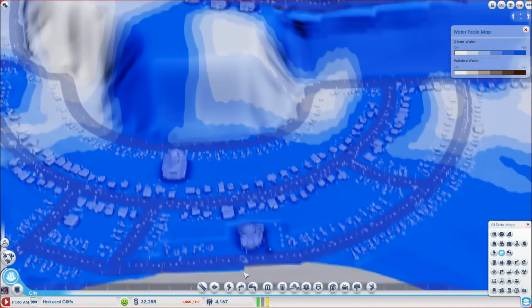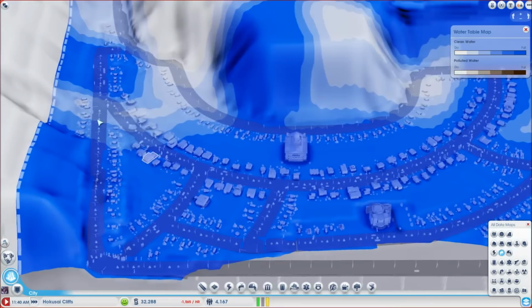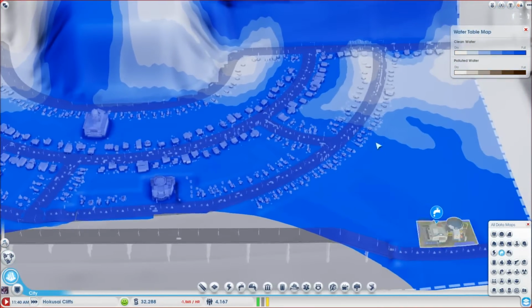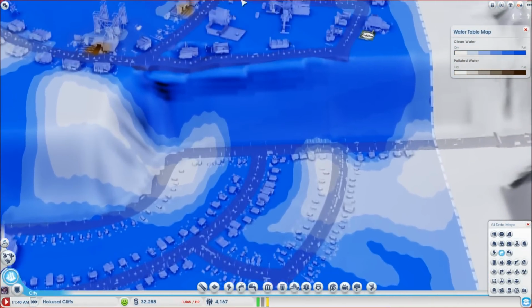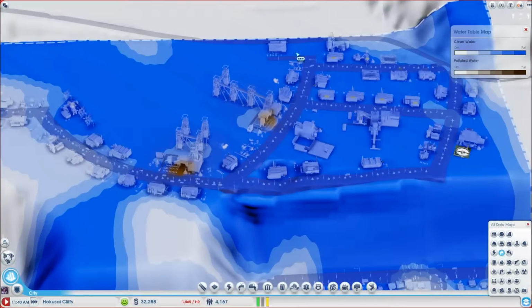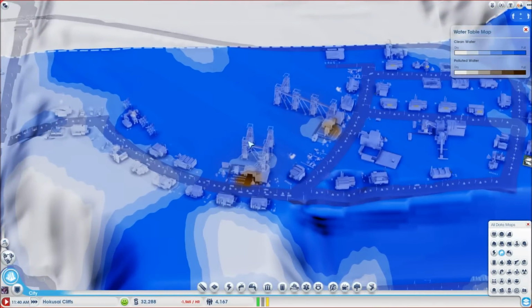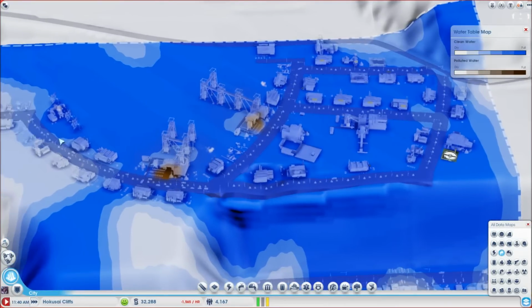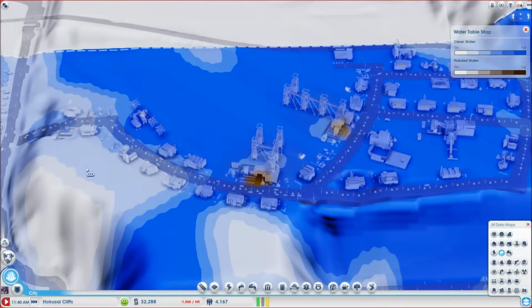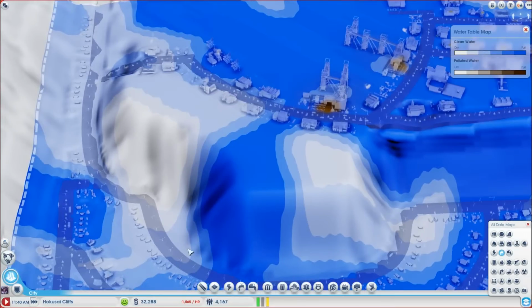Water table map, again, pretty self-explanatory, shows you where the most concentrated amount of water is, where the most is you can draw, and also water pollution, which comes from your factories, as you might imagine, and your mining operations. So again, you want to keep those kinds of services away from your industrial area. Pretty much you want your industrial area secluded from everything else.